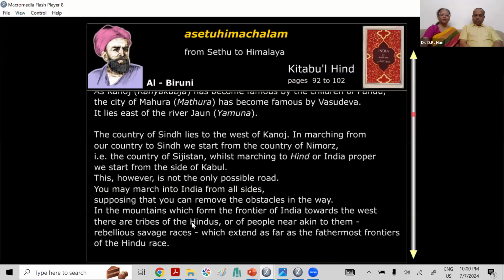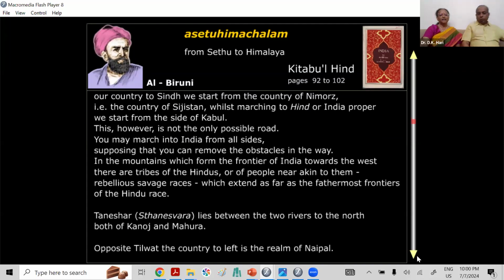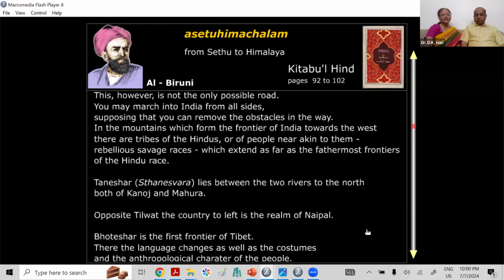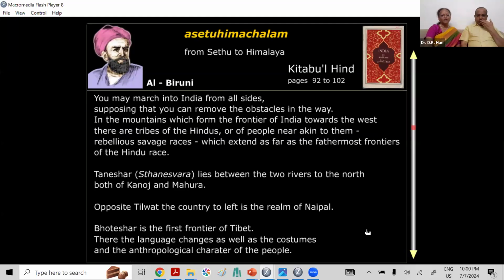So he says in the mountains which form the frontier of India towards the west, there are tribes of the Hindus or of people near akin to them, rebellious savage races which extend as far as the farthermost frontiers of the Hindu race. And then he talks about Taneshwar, which lies between the two rivers of Kannauj. This is Taneshwar, which was the capital of Harsha.